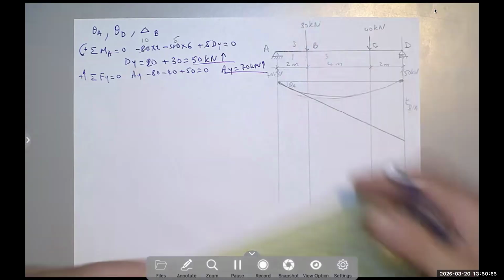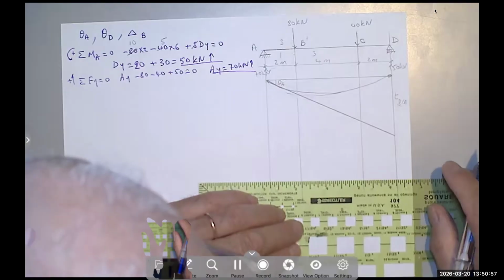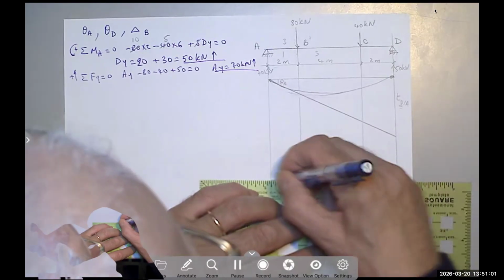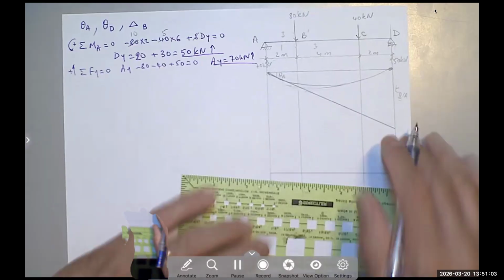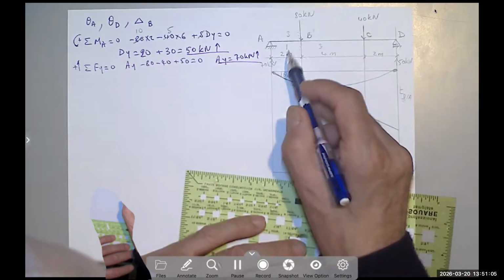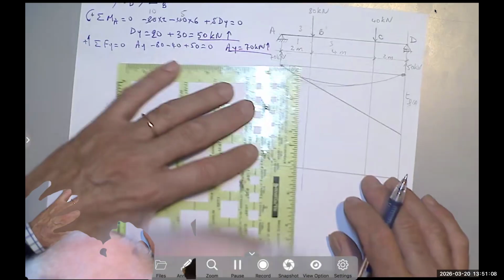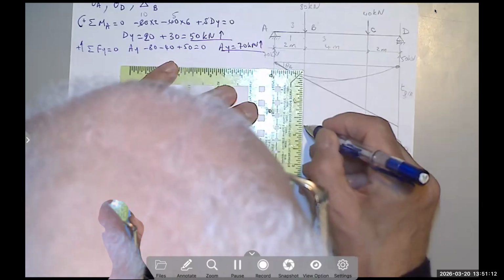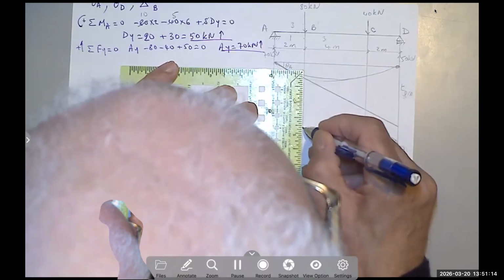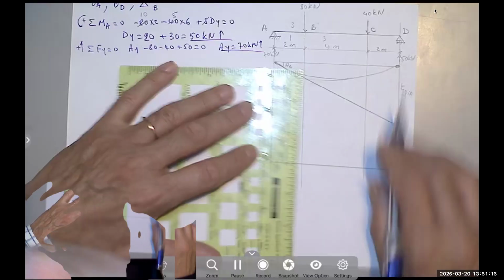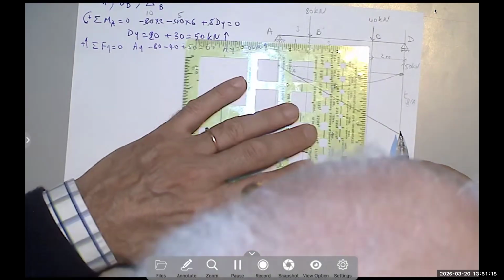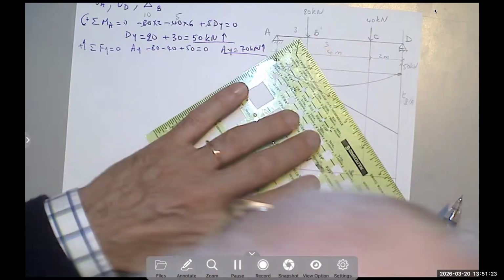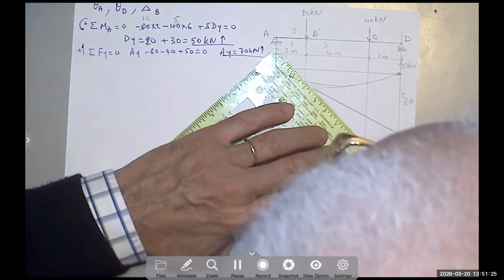Let's draw the bending moment diagram, because that's the last thing we want to calculate. Bending moment diagram, I have 70 times 2 is 140. So if we go up, maybe if we say this is 100, this is 140, and 50 times 2 is 100. So if we go up 100, the bending moment diagram would look like that.